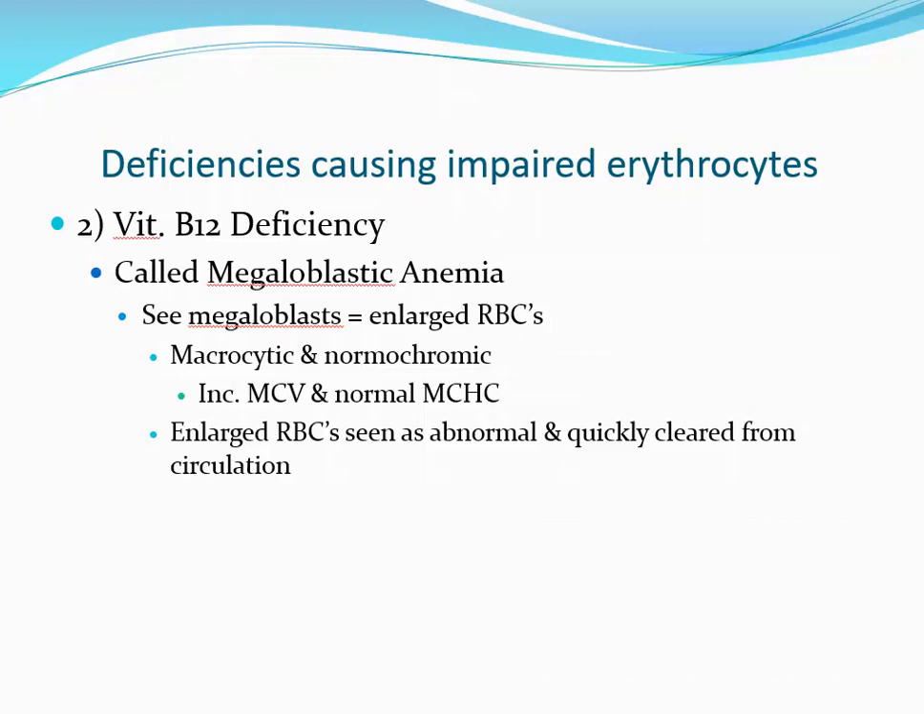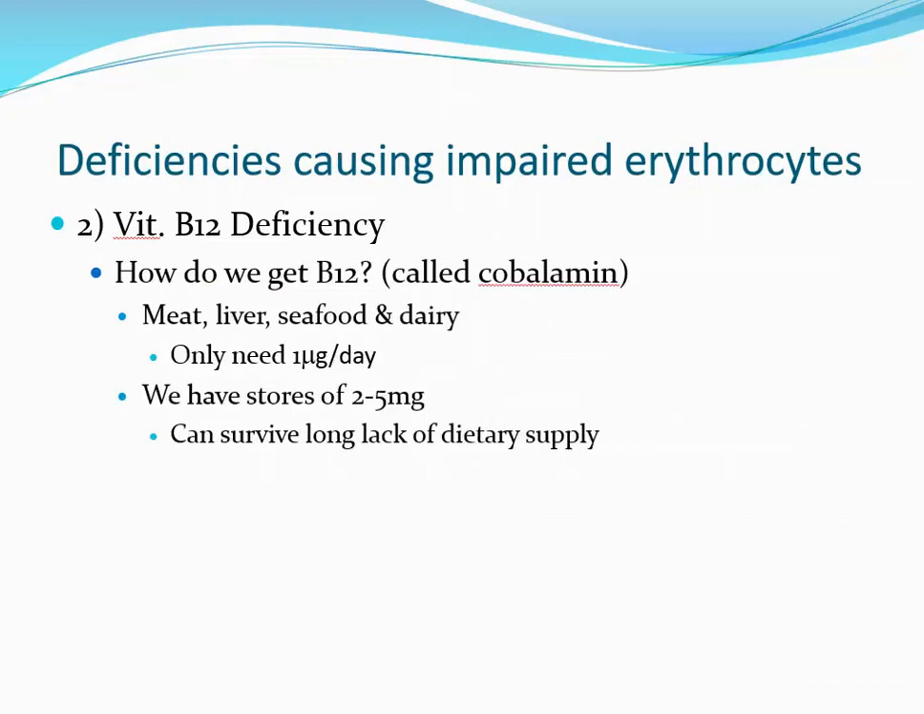However, these enlarged red blood cells are seen as abnormal by the body. They will be very quickly cleared from the circulation, and this is what causes the anemia. Where does B12 come from, and how do we get it? B12 is also known as cobalamin. We get this from meat, liver, seafood, and dairy products. We only need roughly 1 microgram of B12 a day.